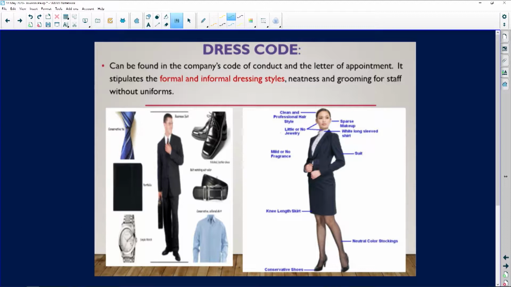First of all, it comes to your dress code. Now, a dress code is something that will be captured in the company's code of conduct. They will prescribe to you, unless we give you a uniform, this is the way you dress. Now, there can be formal dress code or informal dressing styles. However, it doesn't matter. The worker always needs to look neat. The worker needs to be groomed, whether you wear a uniform or not.